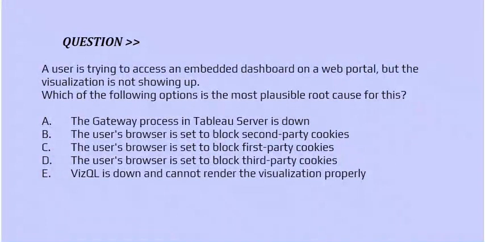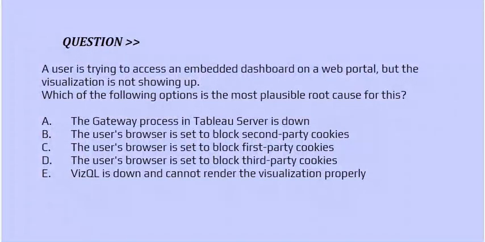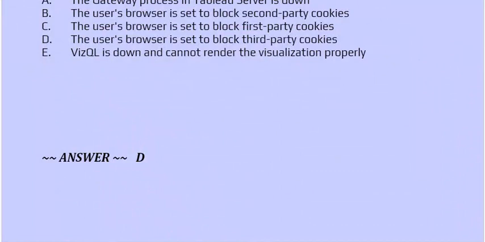Option A. The gateway process in Tableau Server is down. Option B. The user's browser is set to block second-party cookies. Option C. The user's browser is set to block first-party cookies. Option D. The user's browser is set to block third-party cookies. Option E. WizQL is down and cannot render the visualization properly. Correct answer is option D.